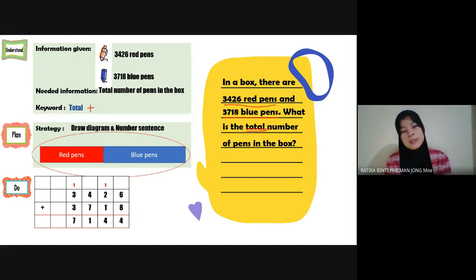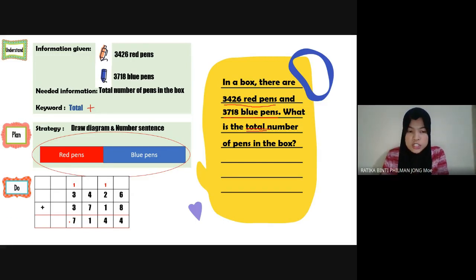Okay, so sama macam biasa. Remember, in normal form, you need to arrange the number based on the value. Okay, ones with ones, tens with tens, hundreds with hundreds, thousands with thousands. Jadi tambahlah macam biasa. 6 plus 8 is 14, bawa naik ke atas, and you will get the answer 7,144.